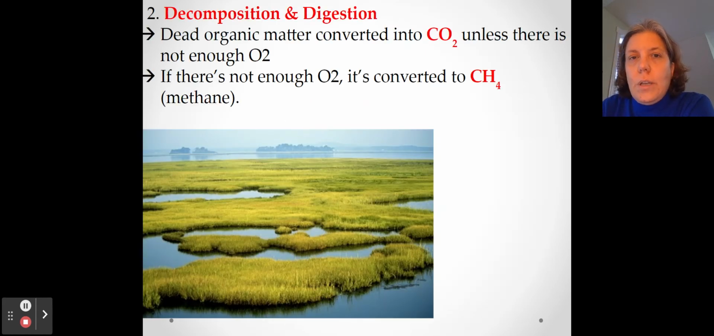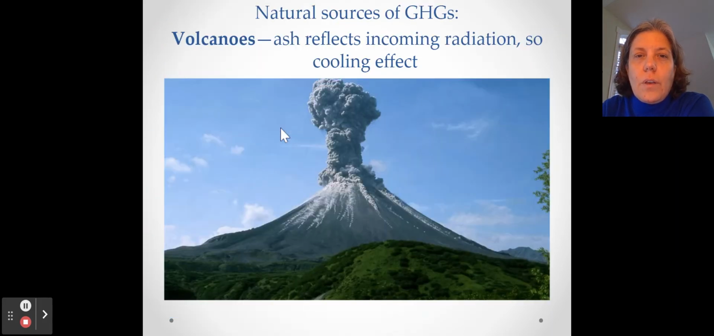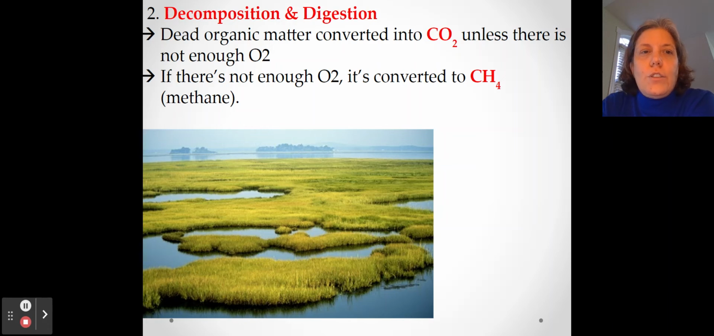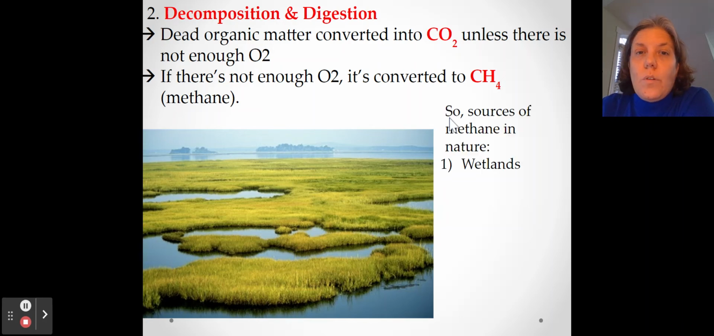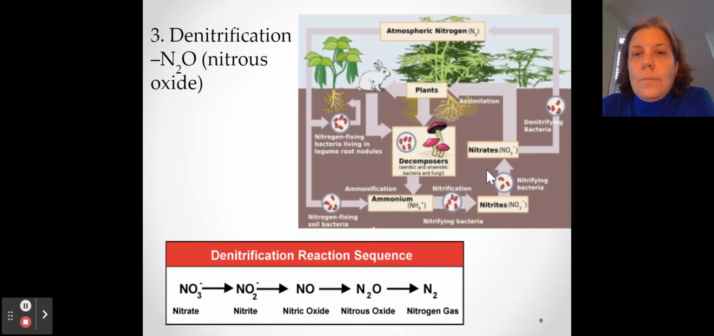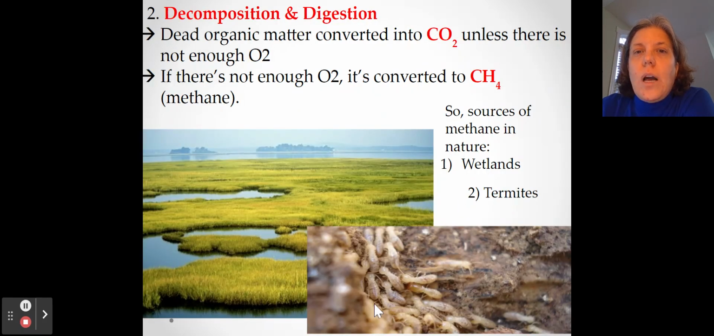And you've got decomposition and digestion. So you really have two things on your paper there: one is the volcanoes, and the other is decomposition and digestion. This is when dead organic matter is converted into CO2, unless there's not enough oxygen. When there's not enough oxygen, it's converted into methane. So this is like a wetland, where you see dead and decaying matter underneath all this water and grass, converted into CO2. But if there's not enough oxygen, it will get converted into methane, which happens more often in wetlands. So sources of methane in nature are wetlands and termites, through decomposition and digestion.